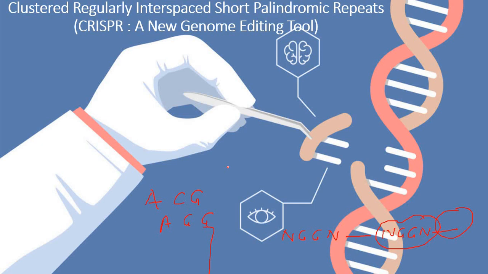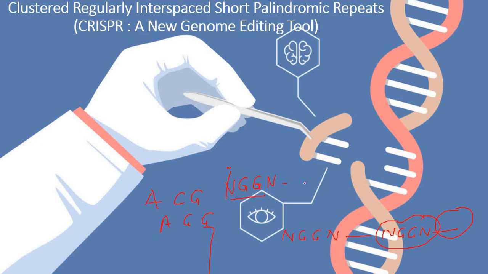Let's focus on its full form. What is the full form of CRISPR? As you can see here, the full form of CRISPR is clustered regularly interspaced short palindromic repeats. So what are palindromic repeats? Palindromic repeats are those repeats that look the same whether you read them from left to right or right to left. For example, if you see this sequence NGGN, reading from left to right it is NGGN, and reading from right to left, it is again NGGN. So these types of sequences are known as palindromic sequences.